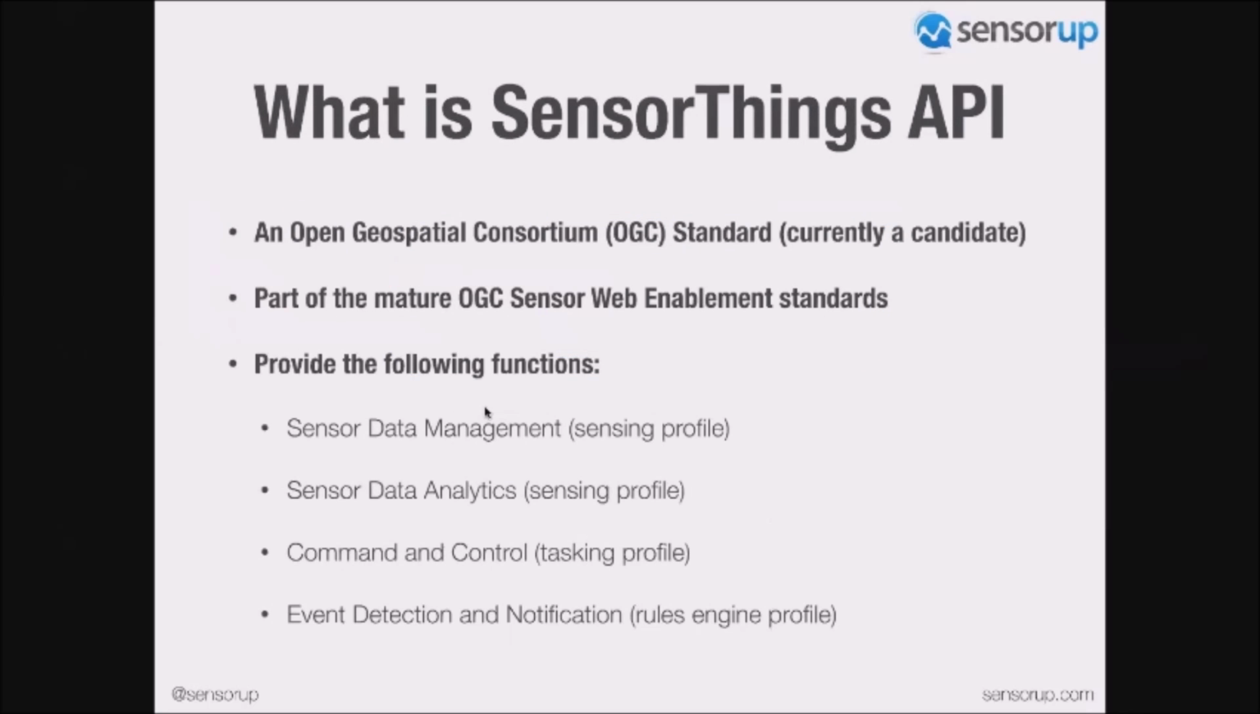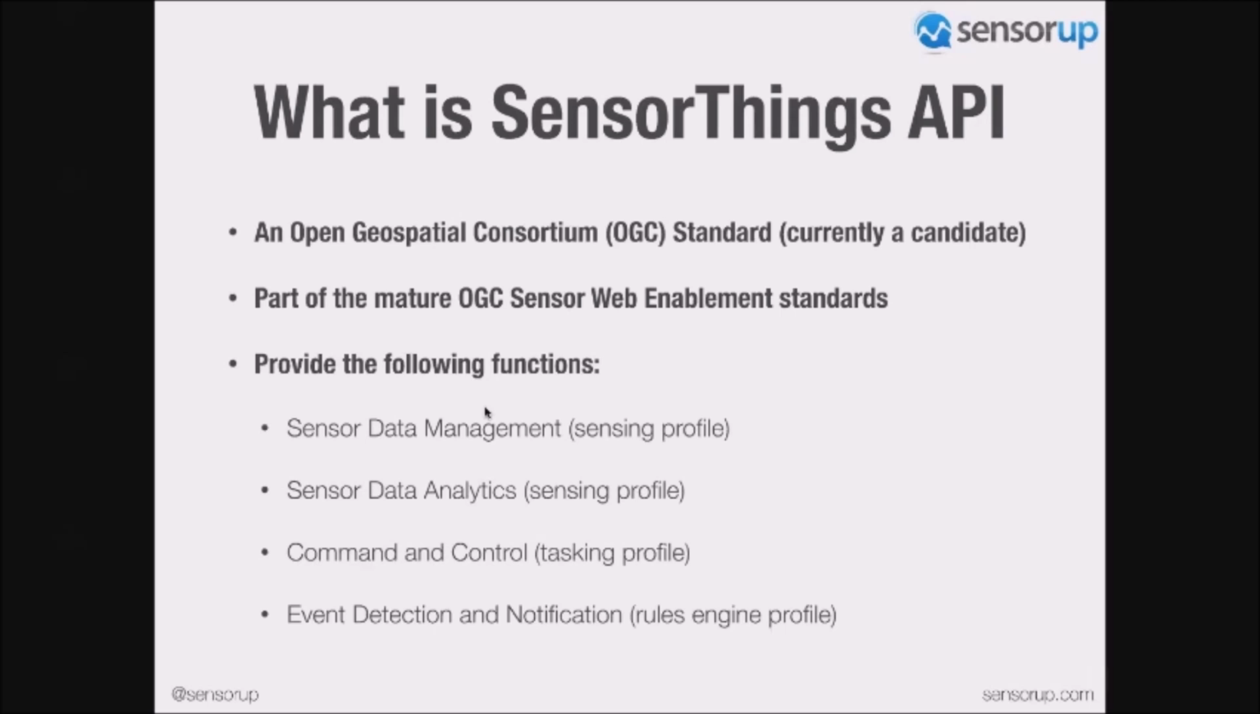Okay, so here's a slide about what is SensorThings API. First, it's an Open Geospatial Consortium standard. It's currently a candidate, and it will be voted. Adoption vote is scheduled next week, actually. So starting next week, and 3 weeks later, hopefully it becomes a real standard.